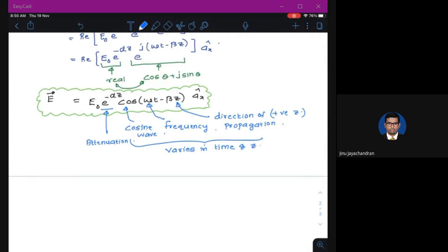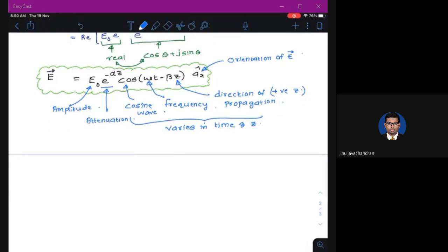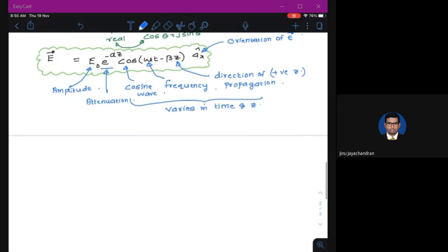And a_x cap is the direction or orientation of the electric field. And E0 is basically the amplitude, the maximum amplitude. Since e raised to minus alpha z actually attenuates the wave, alpha is called the attenuation constant.